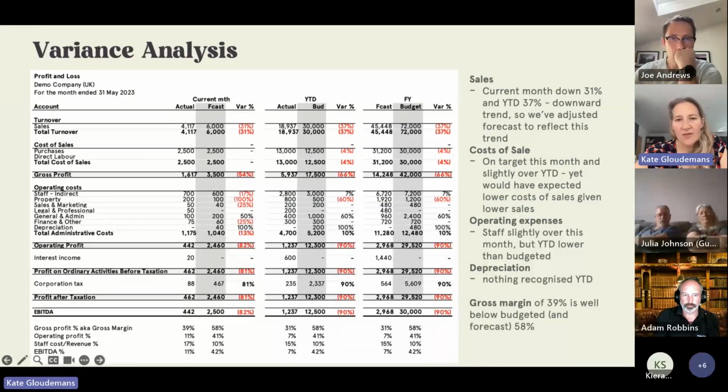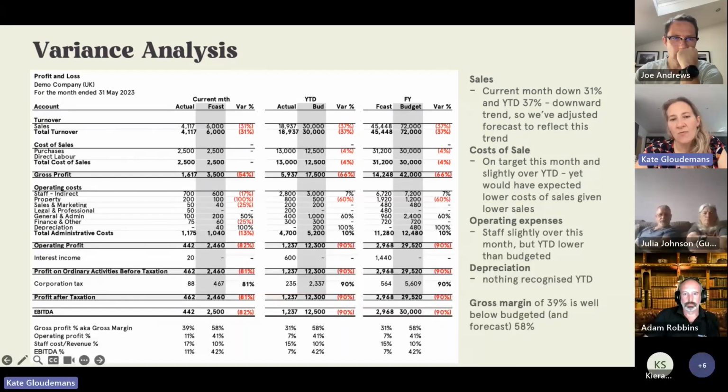Other things I've noted here, so for example, I've looked at sales and said that sales are down 31% for the current month, and year to date they're down 37%. So to me, that suggests your sales are on a downward trend. As a result, I updated the forecast to reflect that. So I've reduced this forecast to £45,000.